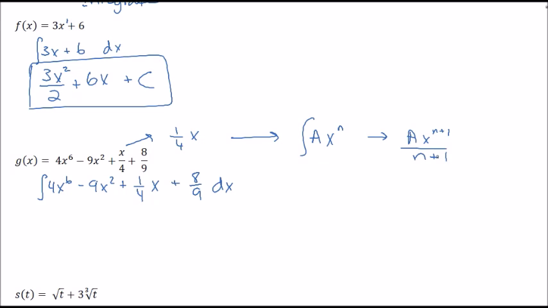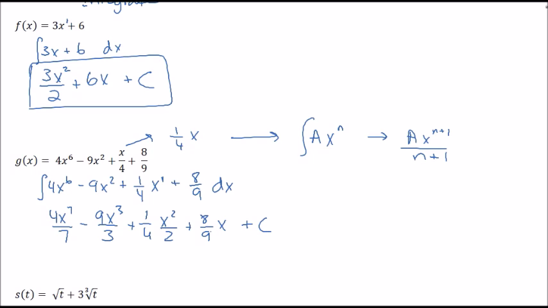Again, that's a matter of preference. You don't necessarily have to do it that way. So let's do this one here. We're going to add 1 to the 6, make it 7 divided by 7. We're going to add 1 to the 2, make it 3 divided by 3. We're going to add 1 to the 1 and divide by 2. And we're going to just use our constant rule here to write this as 8/9 of x. And again, don't forget our plus c.